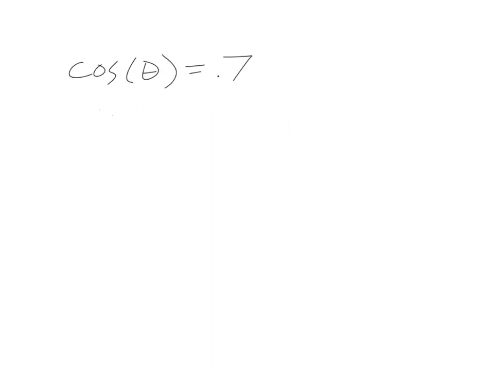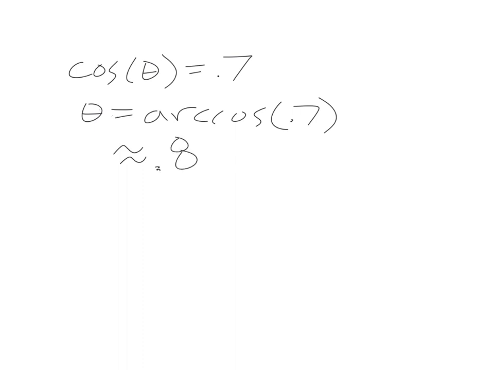So this one's a little different. Cosine of theta equals 0.7. So this isn't one of those familiar angles you're going to see on the unit circle. So you're going to obviously use your calculator here. You're just going to do theta equals arc cos of 0.7. And that rounds to actually 0.8. So that's 0.8 radians. And that's a point.